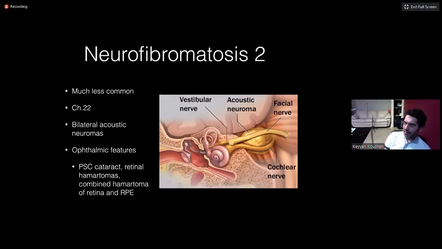The ophthalmic features of NF2 are kind of controversial. Not everyone agrees on these, but in theory, you get posterior subcapsular cataracts, you get retinal hamartomas, and then you get combined hamartoma of the retina and RPE. This combined hamartoma and RPE is an exam favorite, but this is the whole NF2. It's not common and it's not asked very much either, but just know those few things that are associated with NF2.